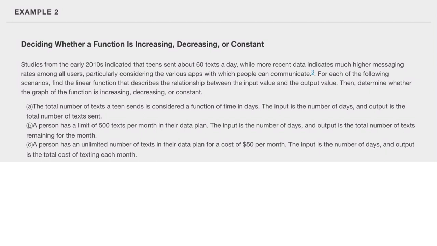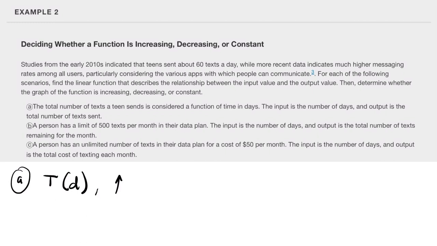So we can let T be the number of texts sent and D be the days. Then the number of texts sent is a function of the day, something like that. And we would anticipate this to be an increasing function.